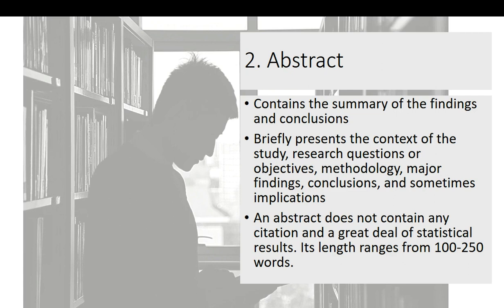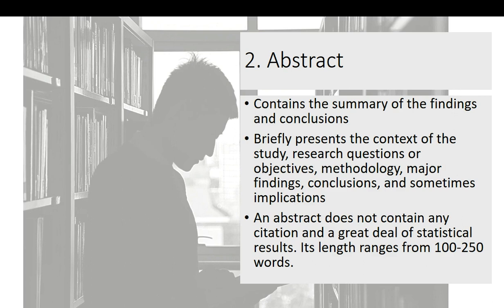Okay, so after discussing the title, it's quite a lengthy discussion about titles, we are now going to the abstract. When we talk about the abstract, it contains the summary of the findings and conclusions. It briefly presents the context of the study, research question or objectives, methodology, major findings, conclusion, and sometimes implications. Meaning, the abstract is the summary of your whole research.